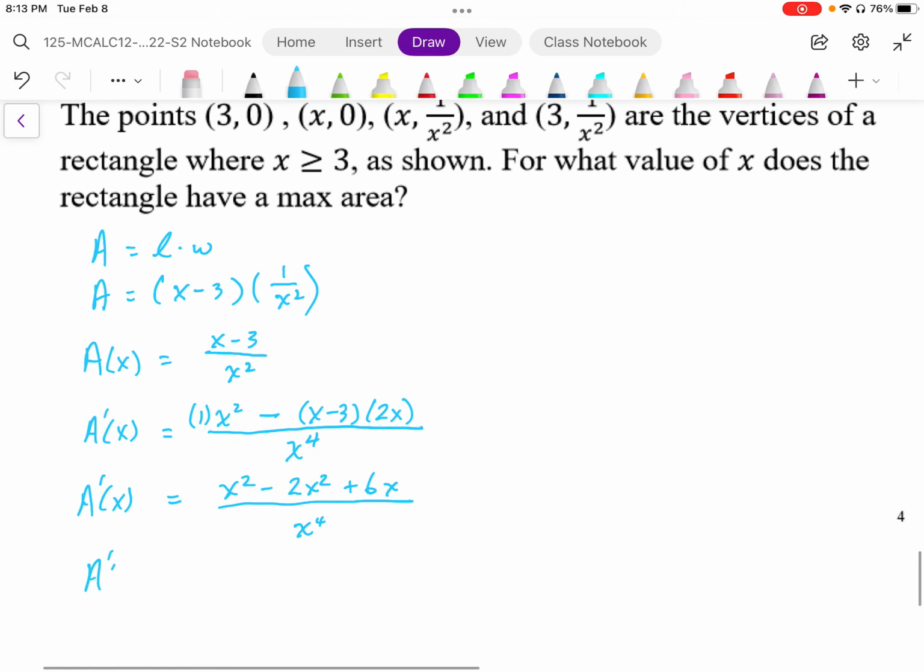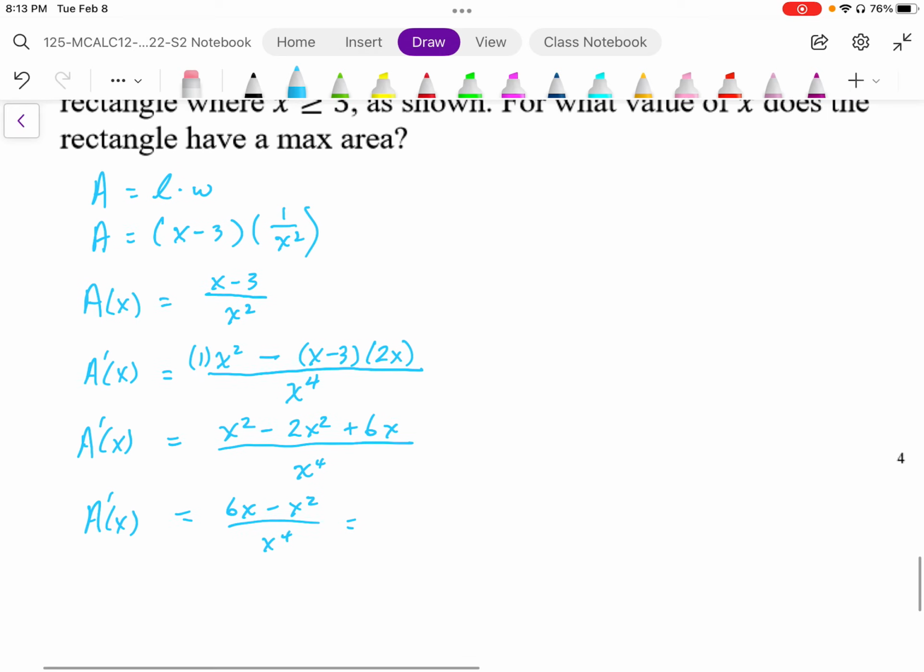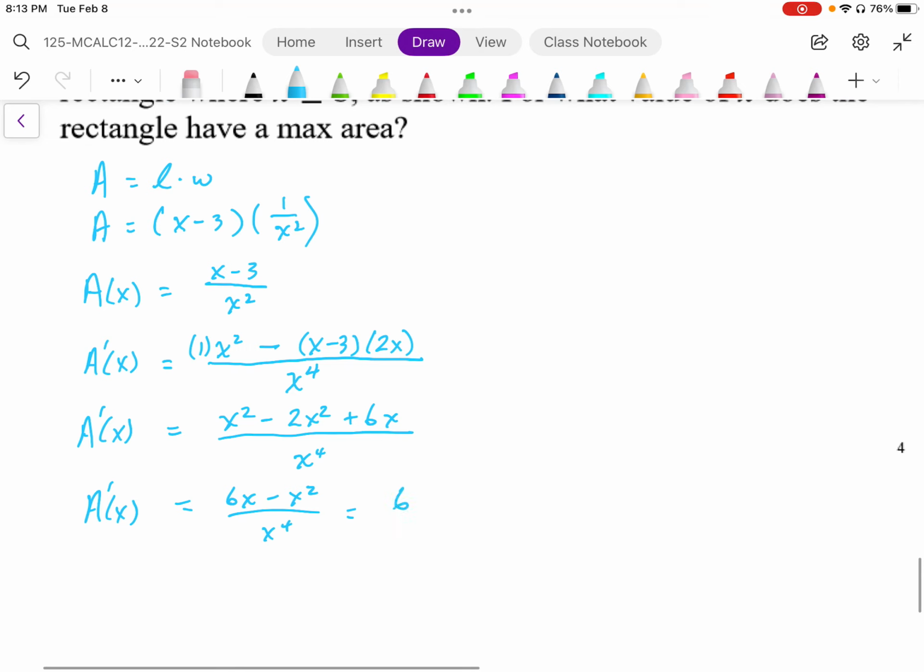So I'm going to simplify that expression. A prime of x is equal to 6x minus x squared. I should factor the x out and simplify this expression. So this expression simplifies to 6 minus x, all divided by x cubed. So there's my derivative. I want to solve this derivative equal to 0. When I do, I get the solution x equals 6. I don't worry about the denominator: as long as x is not equal to 0, I know that's a valid solution.